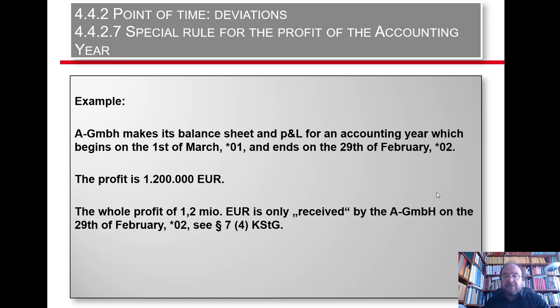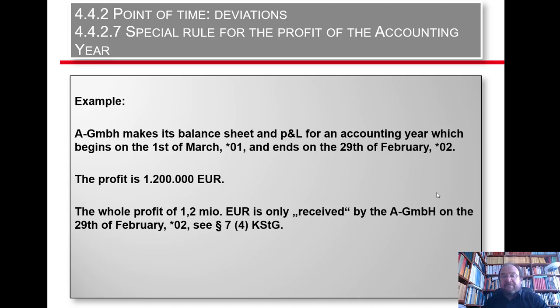That would, for example, imply that if we have a GmbH, let's call it a GmbH, which earns 100,000 euro each month and has an accounting period from March to February, then the total profit would be 1.2 million, but all these 1.2 million would only be regarded as received by the owner of the business, so only received by a GmbH completely in year 2 on the 29th of February, so that this whole amount must only be taxed there.